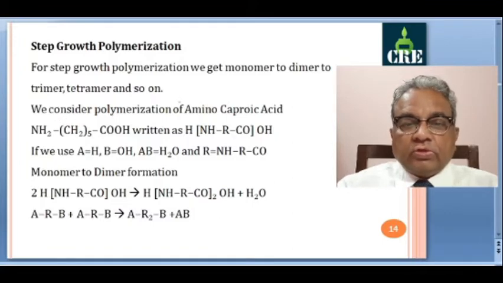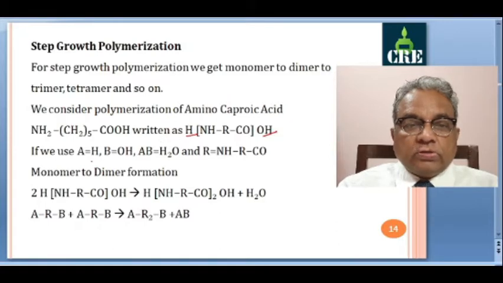So, here we consider the polymerization of aminocaproic acid, NH2 (CH2)5 COOH, which we can write as H NH (CH2)5 CO OH. The functional groups H and OH will separate out. So we are writing NH and H outside the bracket. CH2 5 times, this is group R. Then we have CO and OH. H and OH are functional groups. So in the bracket we have NH R CO.